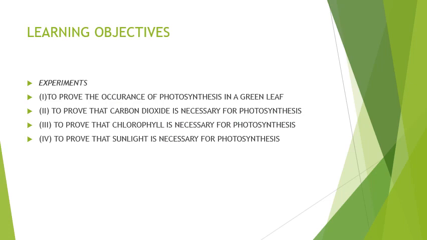The first one is to prove the occurrence of photosynthesis in a green leaf. Second is to prove that carbon dioxide is necessary for photosynthesis. Third, to prove that chlorophyll is necessary for photosynthesis. And the last one, to prove that sunlight is necessary for photosynthesis.